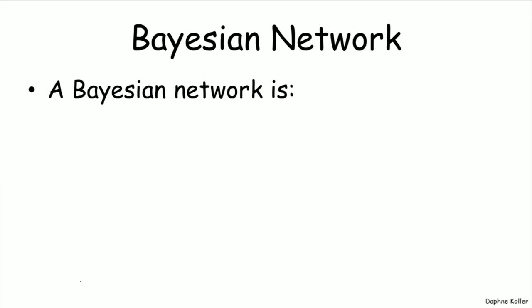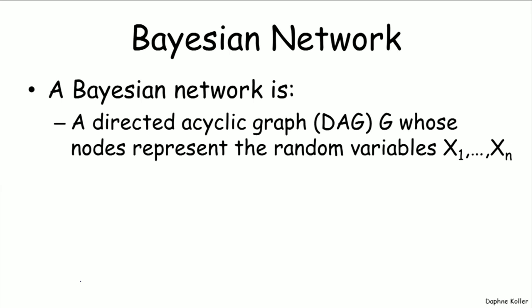So what does that give us as a definition? A Bayesian network is a directed acyclic graph.